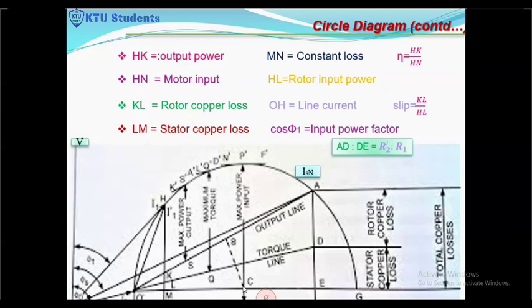Then you take the maximum output. Similarly, for the maximum torque, you have to draw a line parallel to the torque line that is tangential to the semicircle. Then draw a line perpendicular to the torque line and extend it to meet a point here. Then take a vertical line to meet the torque line point. This distance will be your maximum torque.